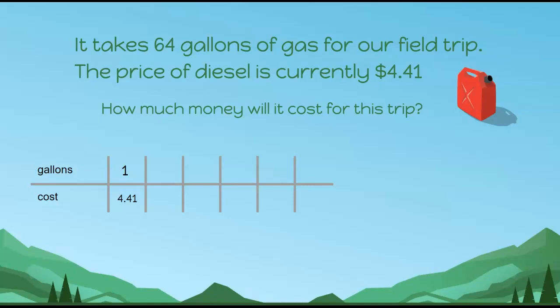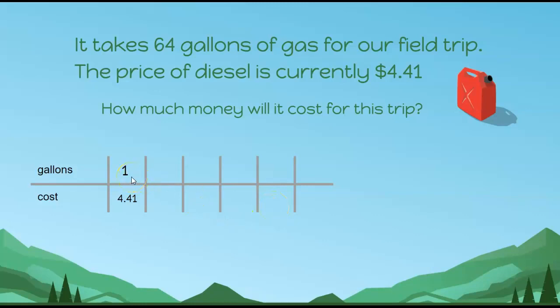I do have a problem for you at the end, so you don't have to copy this down if you don't want to, but I always think the more practice we get in, the better off we are. So we're going to get to this 64 number for our gallons. Remember, we want 64 to end up at the top, and then the cost will be right below it, and we have our answer.